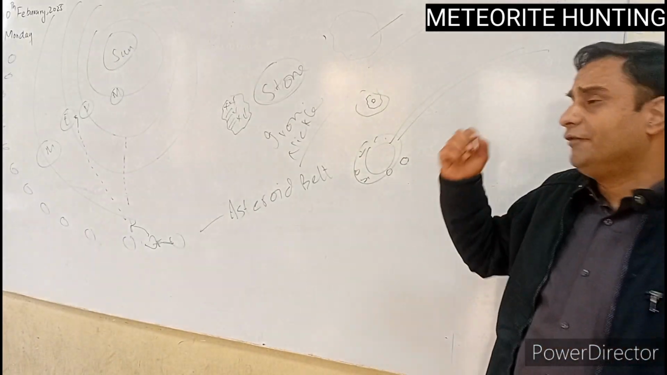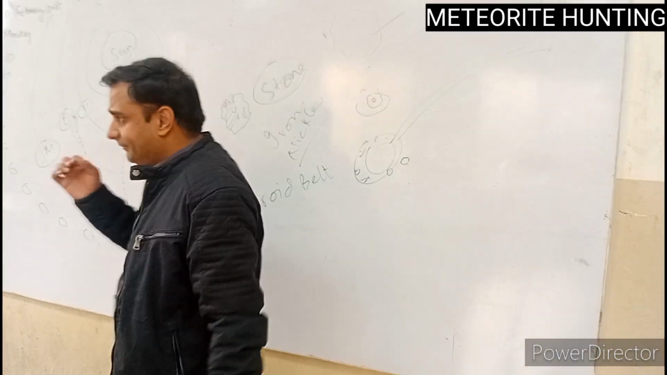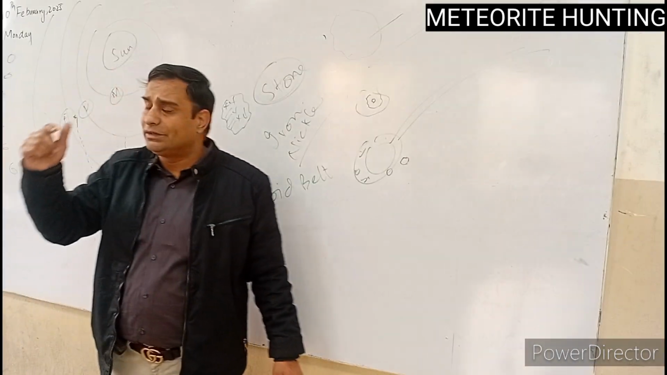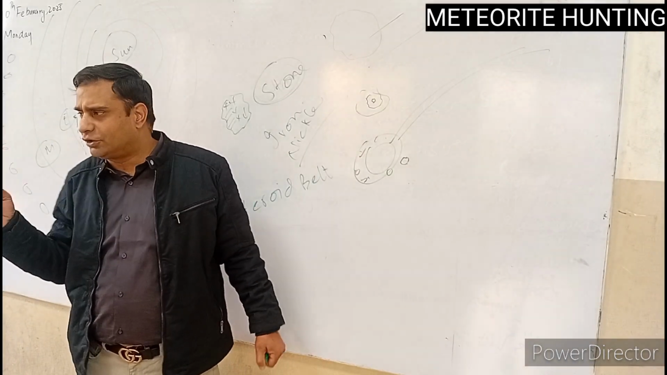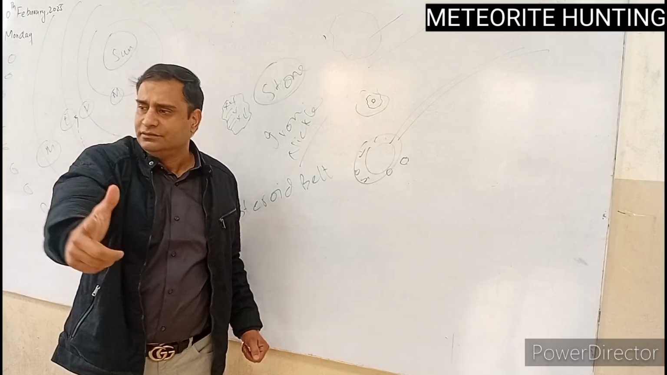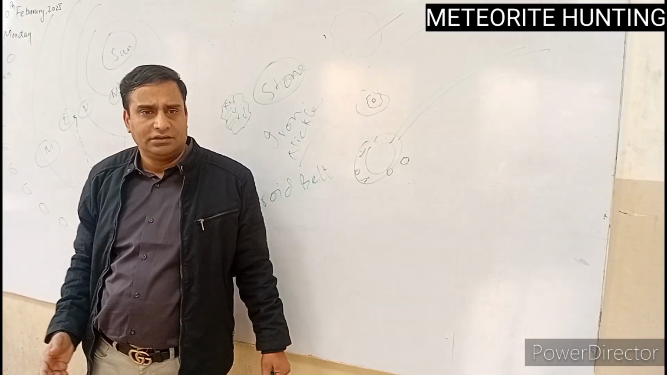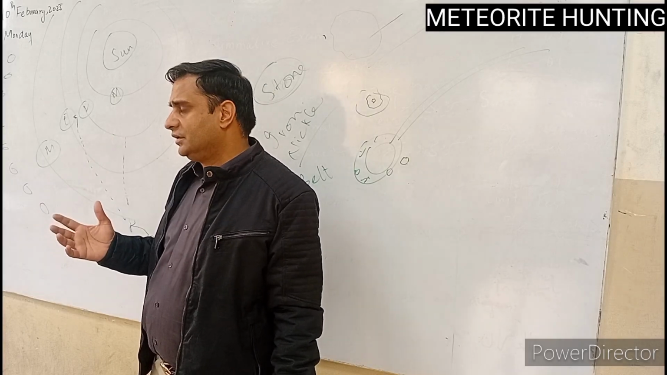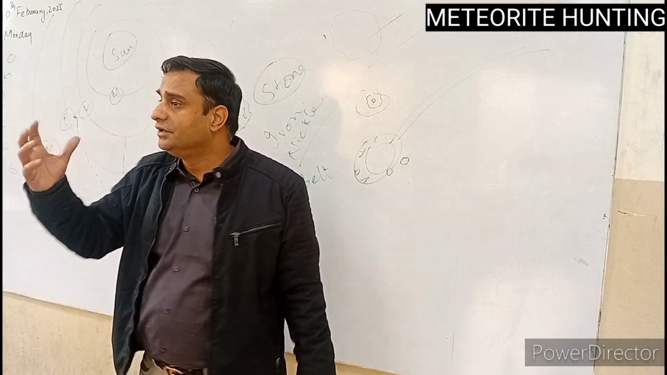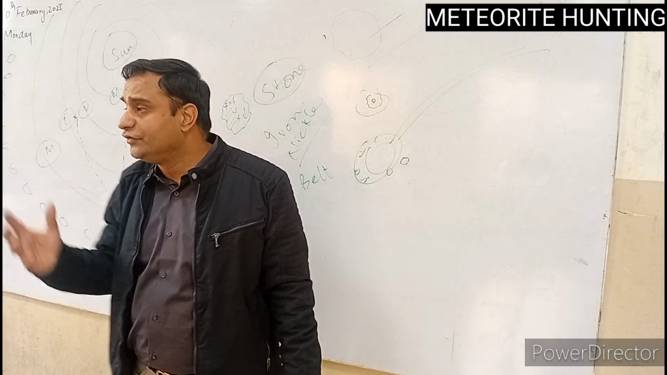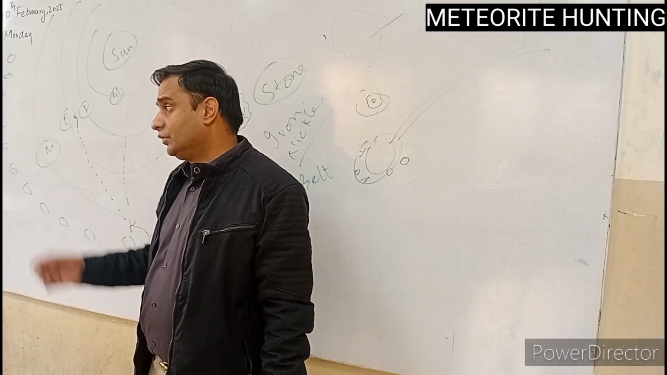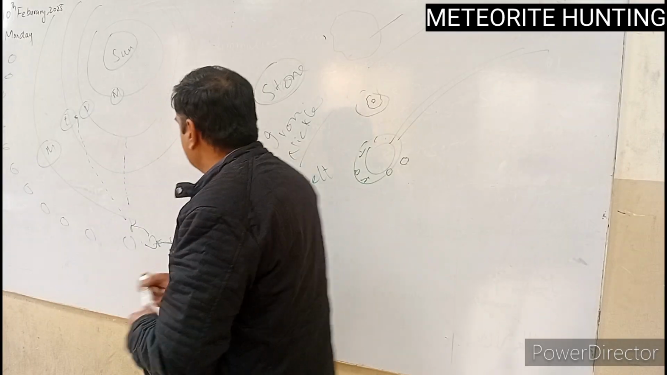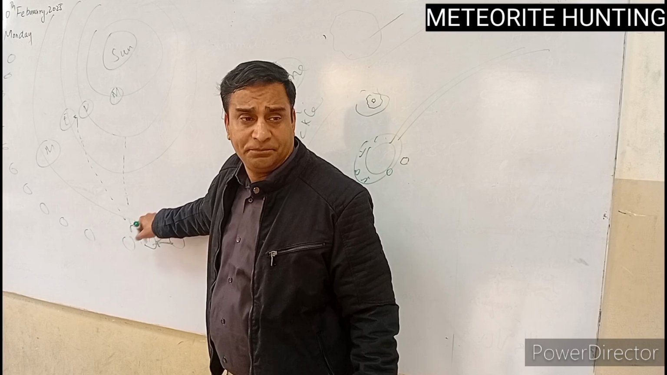Every night, if you look at the deep dark sky, you will find that after every 30 or 40 minutes, you will see a streak of light coming and vanishing. They are all meteors. They are bombarding the earth every night, thousands of them. So this is what we are hunting for. So this is called the asteroid belt.